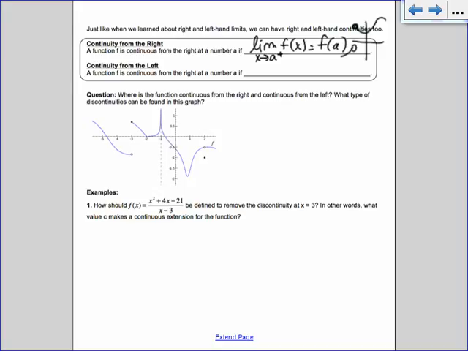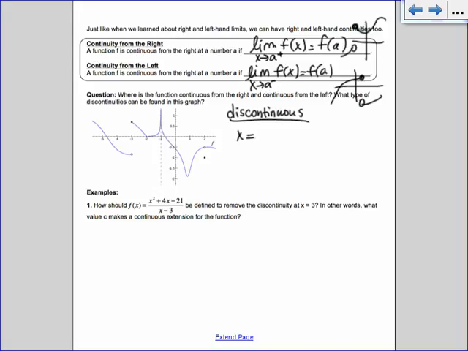Continuous from the left is just the limit as x goes to a from the left of f of x equals f of a. So a graph of that would be as you come in from the left, you get a certain value, and it's filled in, but the right is not filled in. So we would say continuous from the left. It says, where is the function continuous from the right and continuous from the left? Okay, before I do that, let's just talk about where it's not continuous first. So where is it discontinuous?